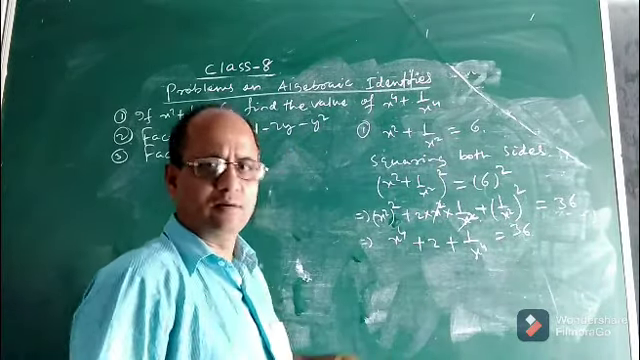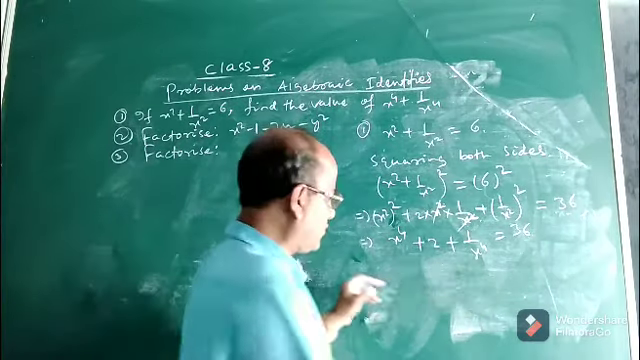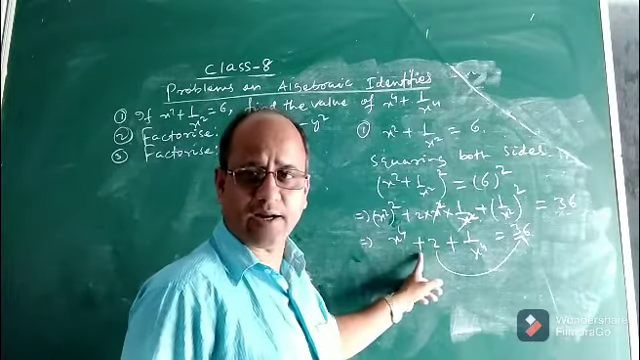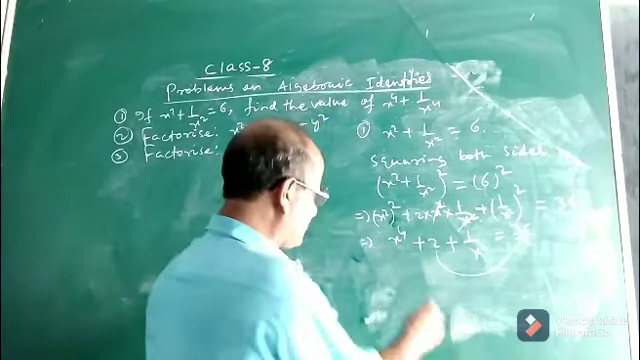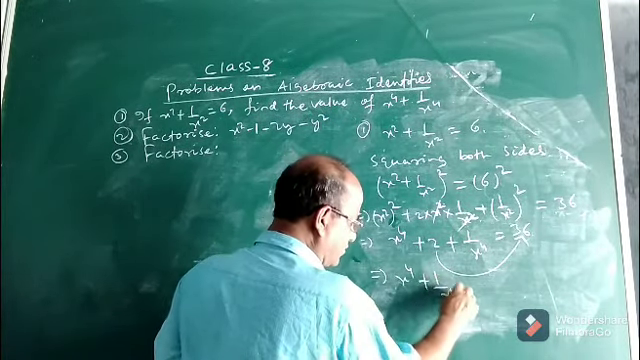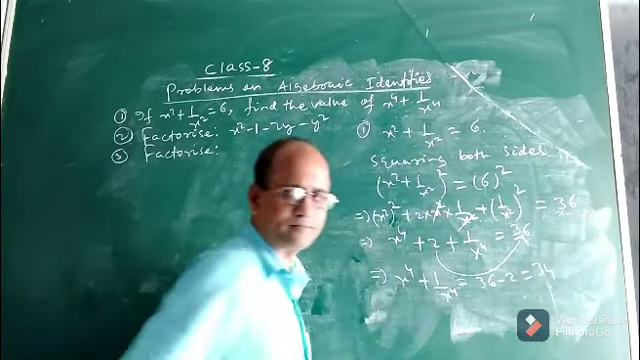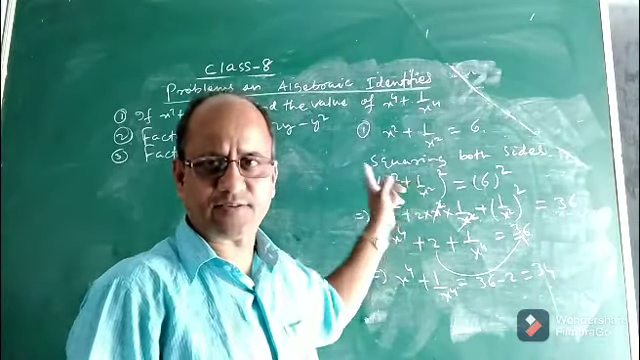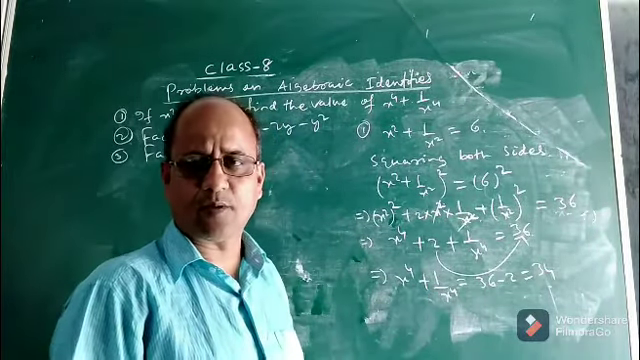Now we want to get the value of x to the power 4 plus 1 by x to the power 4. So definitely we have to take 2 to the right hand side. Here 2 is added, so if it goes to the right hand side, it will be subtracted from 36. That means the value of x to the power 4 plus 1 by x to the power 4 will be 36 minus 2, that is 34. So in this problem, we used the algebraic identity a plus b whole square to find the value of x to the power 4 plus 1 by x to the power 4.